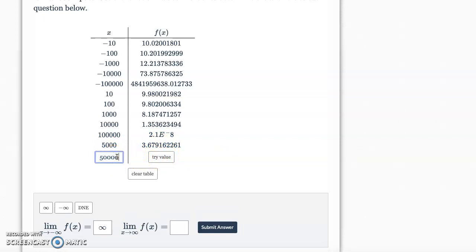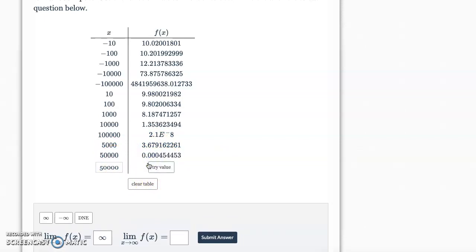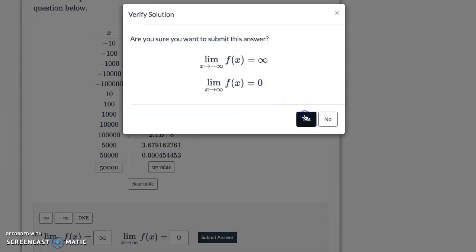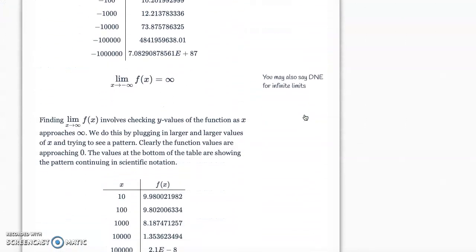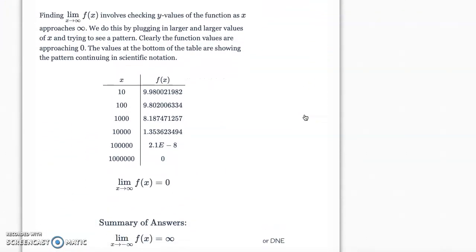Let's do 50,000 here, for instance. You can see I chose something between 10,000 and 100,000, and it's a really minute, small number. So we're getting close to 0, and we're looking good here. Let's just do one more.